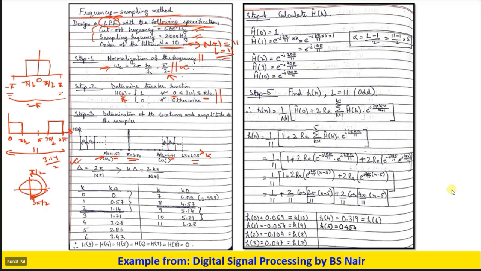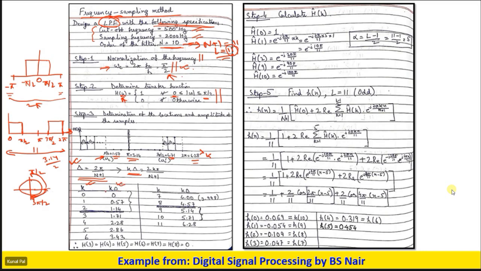So delta is given by 2 pi by N plus 1. N plus 1 is the length of the filter, that is 11. So from here we will find out the locations of the frequency where we will be taking the samples. That is given by k delta, which is 2 k pi divided by N plus 1. Then we will make a table. On the left hand side we will have the k values, and on the right hand side the k delta values.